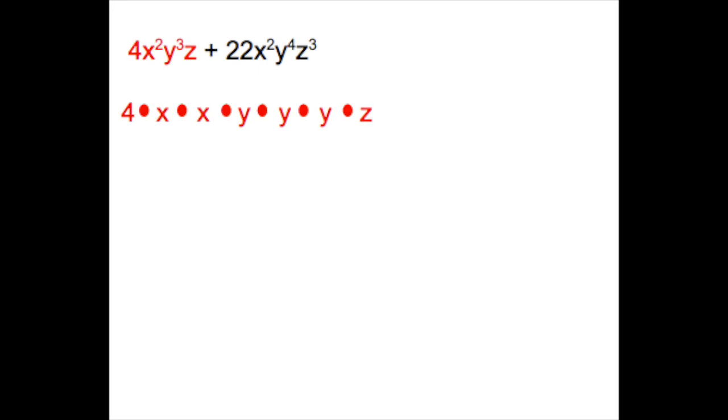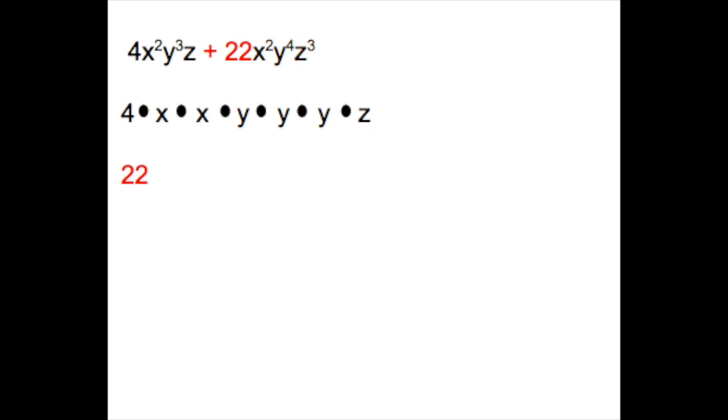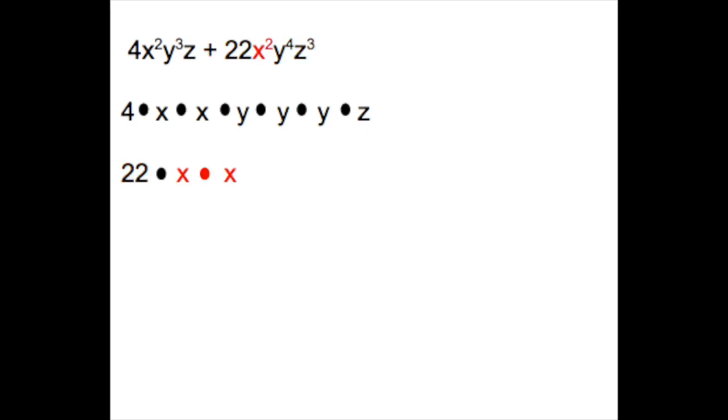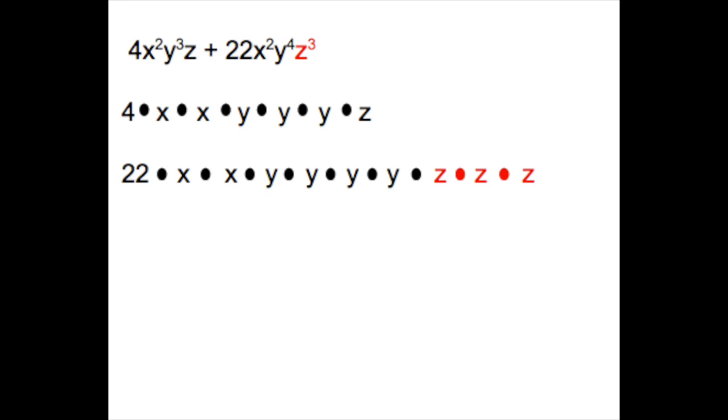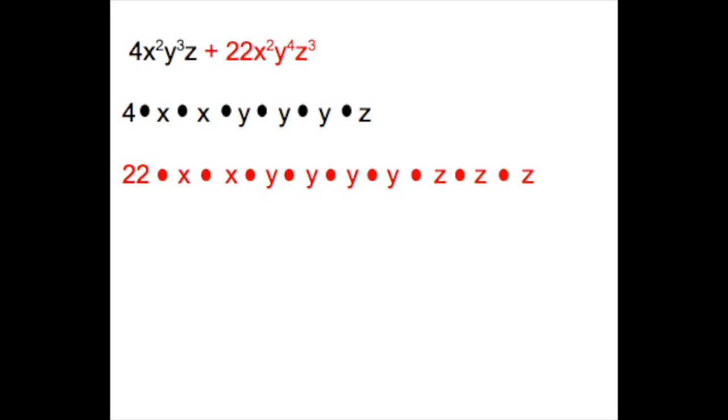So 4x squared y to the third z in expanded form is 4 times x times x times y times y times y times z. Let's do the same for our second term, positive 22x squared y to the fourth z to the third. In expanded form, that is 22 times x times x times y times y times y times y times z times z times z.